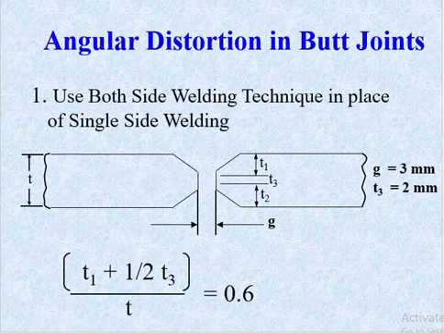Angular distortion in butt joint. Use a both-side welding technique in place of single-sided welding. It is the T1 plus 1 by 2 T3 by T equal to 0.06. It is mentioned here that G is the gap, G equal to 3 mm and T3 equal to 2 mm. So this is the formula for angular distortion in butt joint.